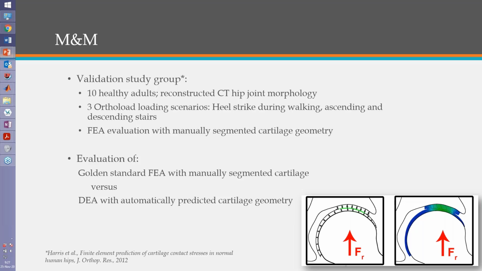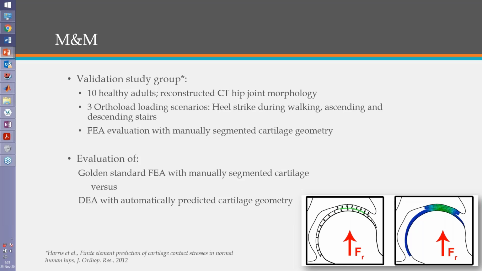They did an arthro-CT and reconstructed the hip joint morphology, and they did the manual segmentation of the cartilage. They put these joints through 3 loading scenarios: heel strike, during walking, ascending and descending. And they finally evaluated the contact stresses using a validated FEA routine.